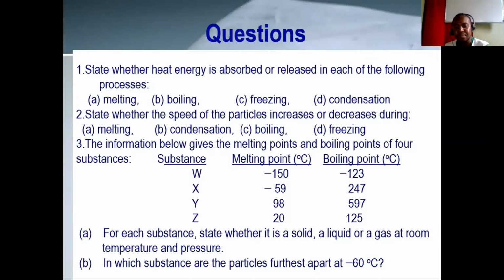All right, X, liquid, right? Great. The Y, solid, great, because it hasn't reached its melting point as yet. And then the last one, Z, liquid also. All right, and in which substance are the particles furthest apart at negative 60 degrees?